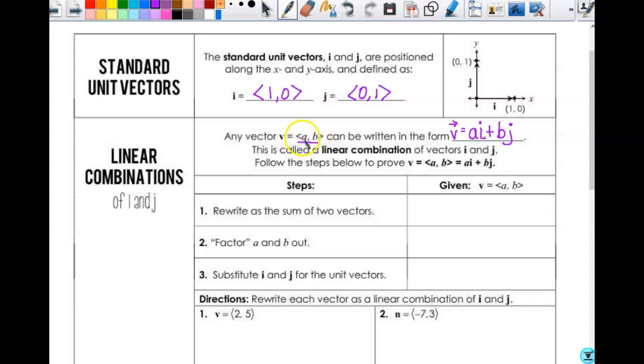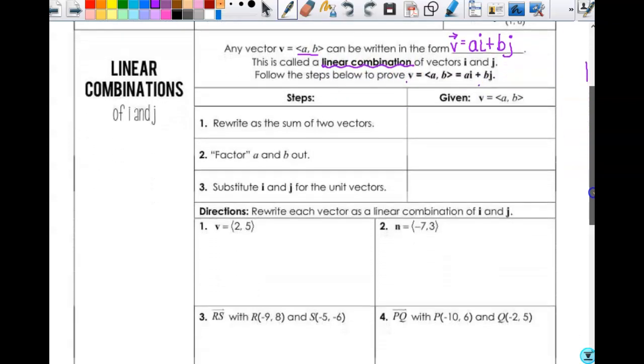a times i plus b times j. So we're taking the a and the b and multiplying them by these vectors. This is called a linear combination of vectors i and j. So it looks like this, and we're going to prove this here. So we're going to rewrite this as the sum of 2 vectors. So another way to write this, I could say vector v is a comma 0 plus 0 comma b. Those are the same thing, because if I add them together, then I get ab.